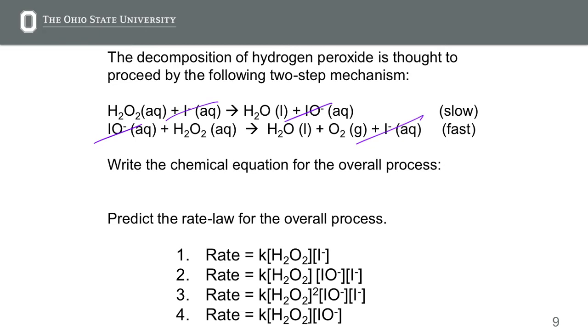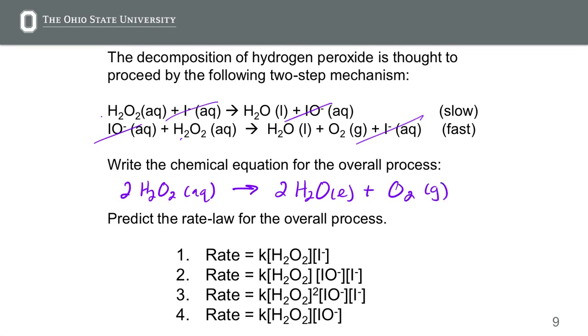So we have H2O2 plus H2O2, so that's 2H2O2, and that's aqueous. That goes on to form 2H2O plus O2 gas. So IO minus is an intermediate. It shows up on the product side of this reaction and then is used up as a reactant in the second reaction. So IO minus is an intermediate.